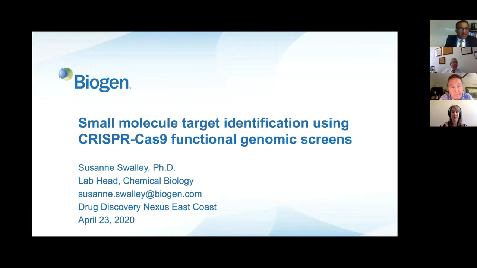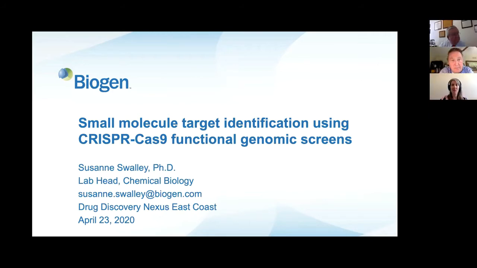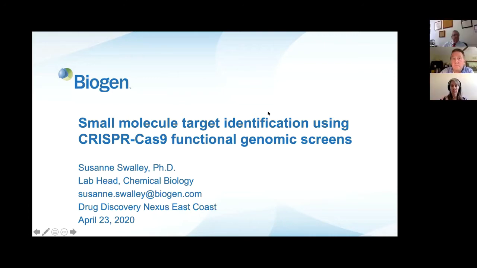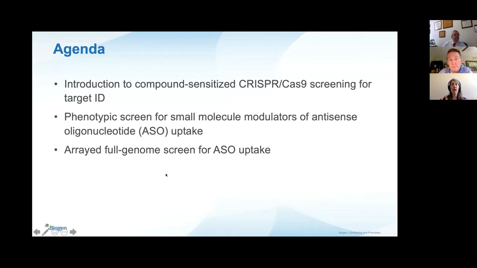I was pretty excited to see all these talks about the coronavirus and that we have some potential ideas about how we might be able to target it. I'm going to be talking today about some capabilities that I've built at Biogen in my lab, using CRISPR-Cas9 functional genomic screens as part of our small molecule target identification efforts. So I run a chemical biology lab that is focused on trying to discover small molecule targets of action.